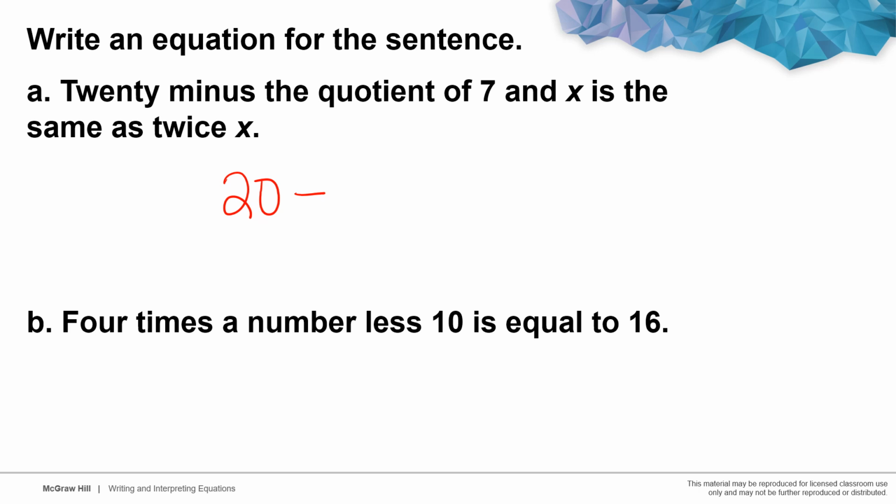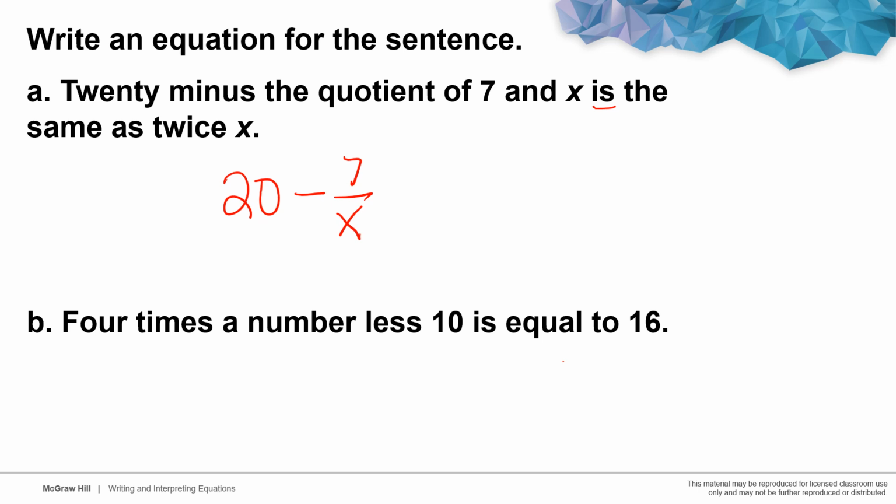The quotient of 7 and x. What does the word quotient mean? Yeah, it means division. So quotient means dividing. And whenever we have the quotient of two things, we always write whatever comes first in the top. So it says the quotient of 7, so we write 7 in the top, and x, so we divide by x. So we got 20 minus the quotient of 7 and x.